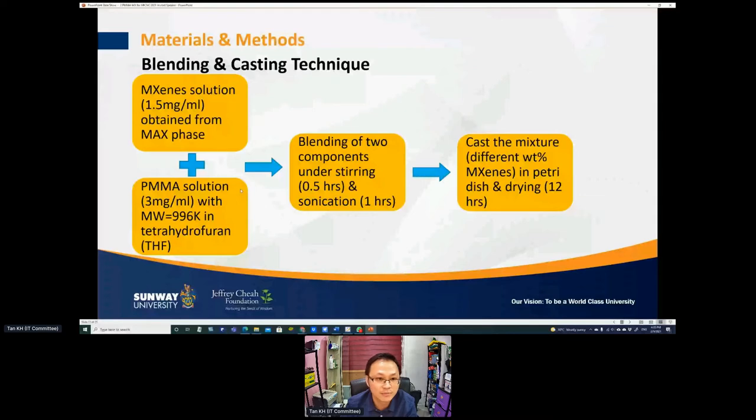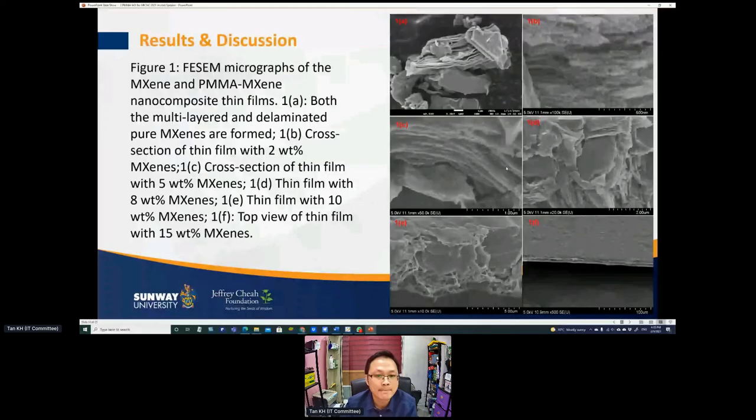So straightforward, we use blending and casting. We mix the MXene solution that we previously synthesized with the PMA solutions. After that, blending, stirring, solidification under certain settings. Then we cast the mixture in the petri dish and proceed with the drying. So at the end, we get the nanocomposite film. So proceed to the SEM image.